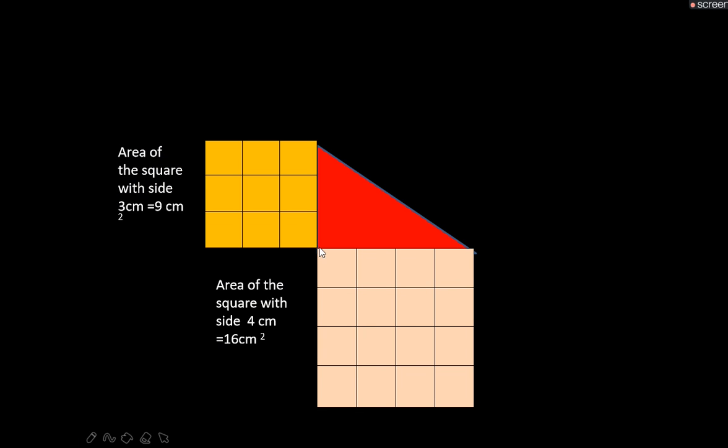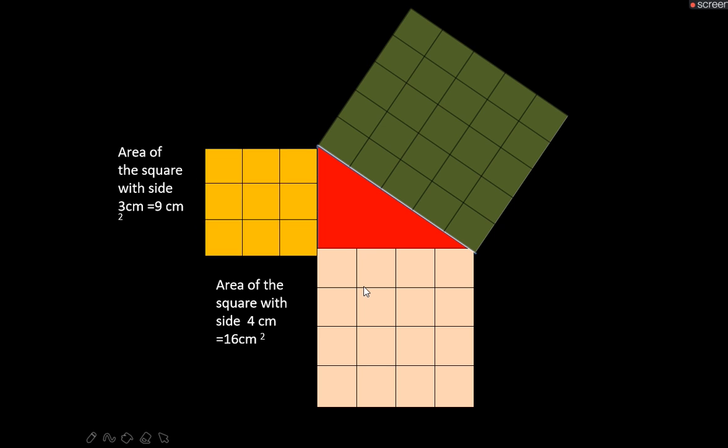Now we'll color them so it will be more clear which one is the square with 3 centimeter sides and which one is the square with 4 centimeter sides.